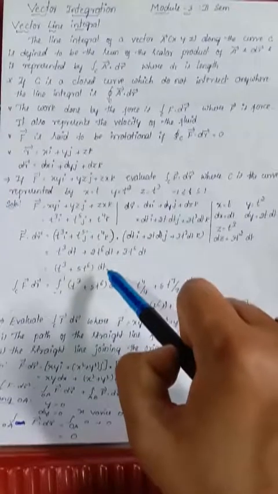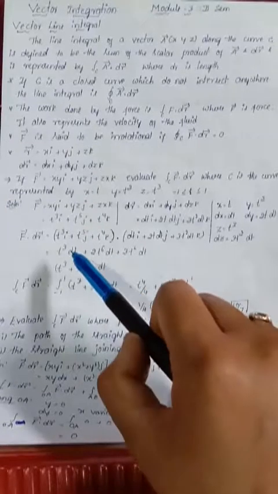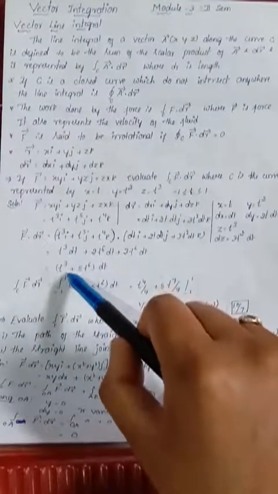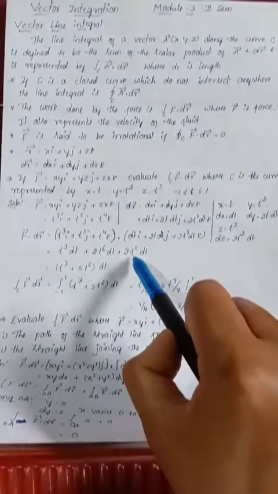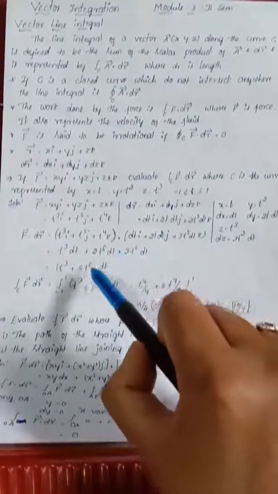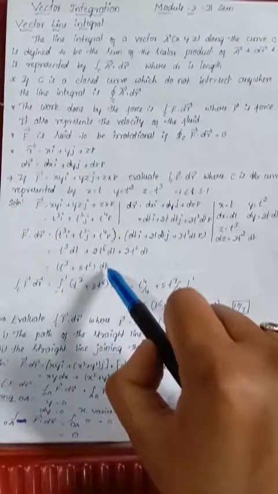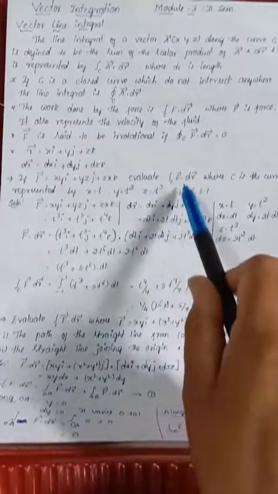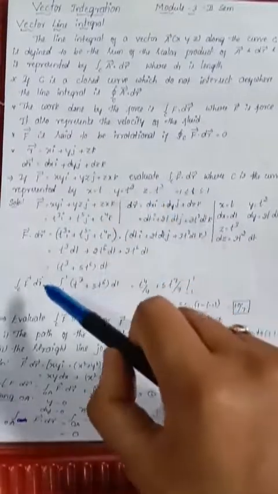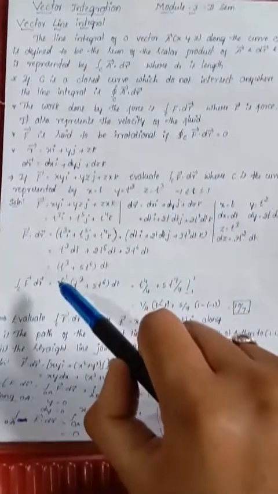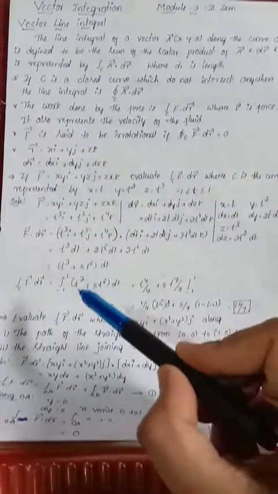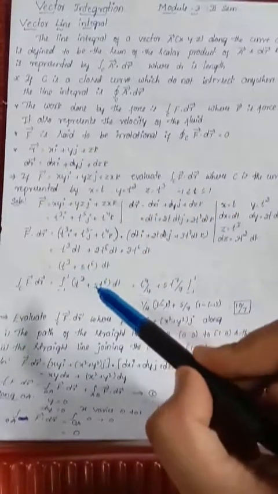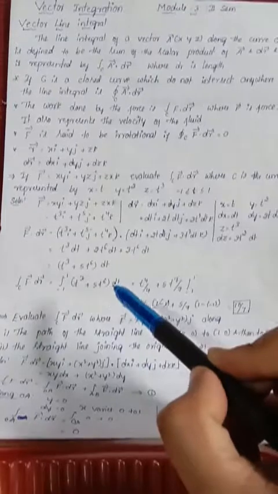In all the terms, dt is common. Take it outside. Here only the cubic term, write as it is, t cube. Here t power 6, here also t power 6. Add these two: 3 plus 2 is 5t power 6. In this problem, we find integral of F dot dr. Here integral t varies from -1 to +1. Substitute F dot dr value.